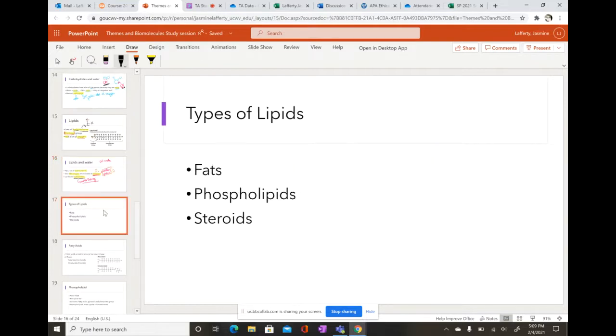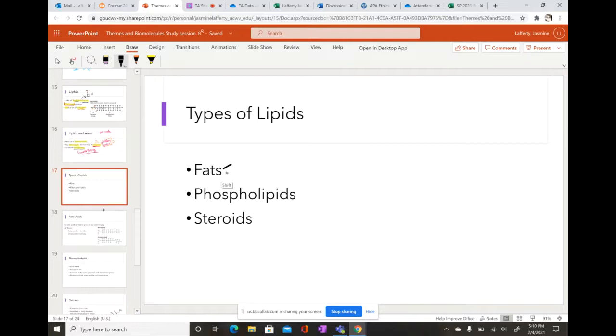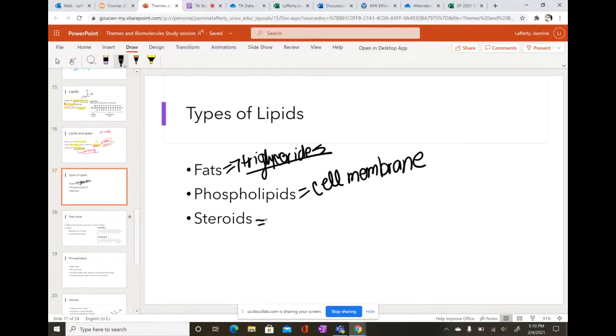Now, types of lipids. You have fats or triglycerides. That's what fats make up, triglycerides. And then phospholipids. Remember, phospholipids make up the cell membrane. And then steroids, which are your ring structure.